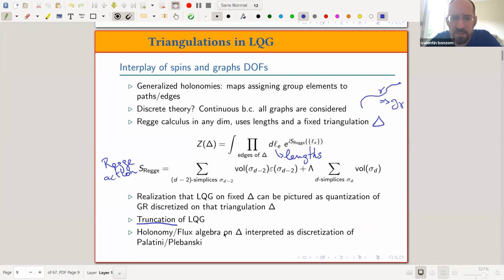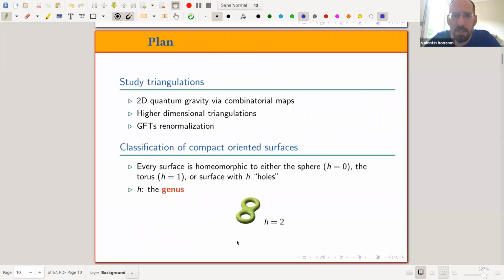And when you do that, it means you work with the holonomy-flux algebra on that triangulation, and you can interpret it as a discretization of the Palatini or Plebanski action. Okay, so the plan is to study triangulations first in 2D quantum gravity models using combinatorial maps, then in higher dimensions, and eventually, if I have time, we'll look at group field theory and its renormalization.